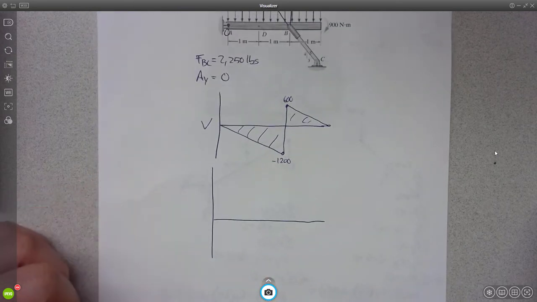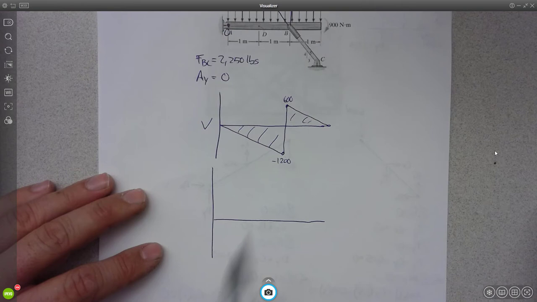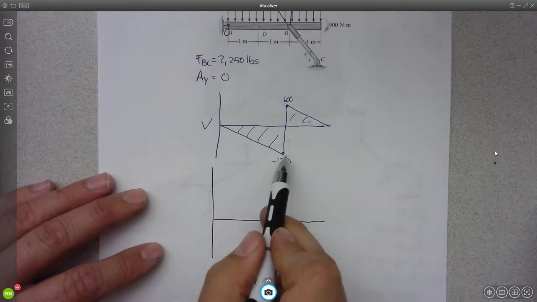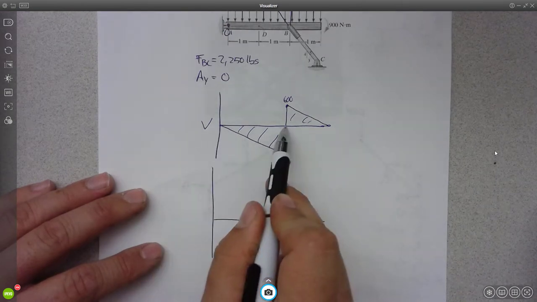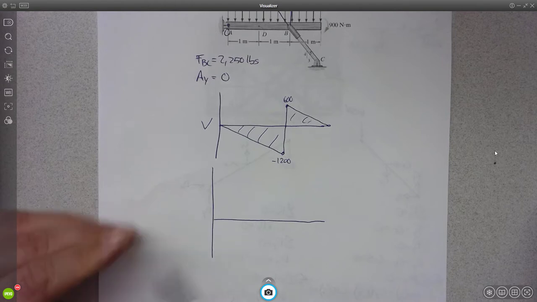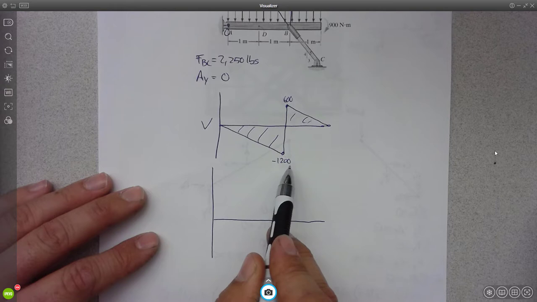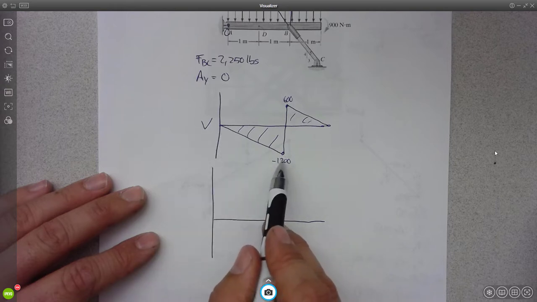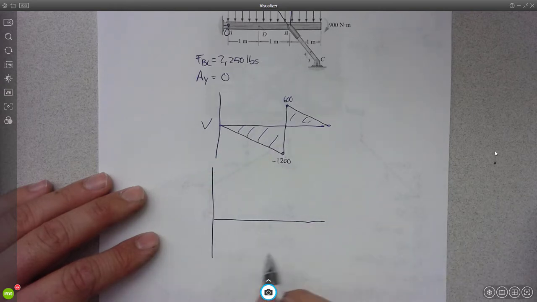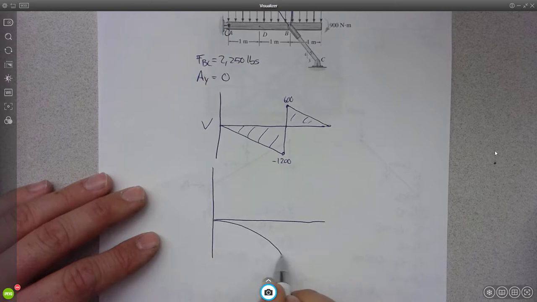Then looking at this graph, I can say I have a negative change as I go from 0 to 2. The area underneath the curve, it's a negative slope, increasingly negative. The change is going to be 1,200 times 2 divided by 2, or 1,200. So it's going to look like that.